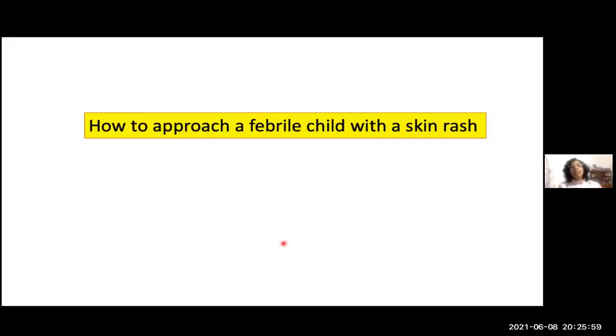Having said that, it's important to note that skin rashes are not always associated with an infection. It could be a manifestation of a pure dermatological condition. It could be a manifestation of an autoimmune disease, and so on.